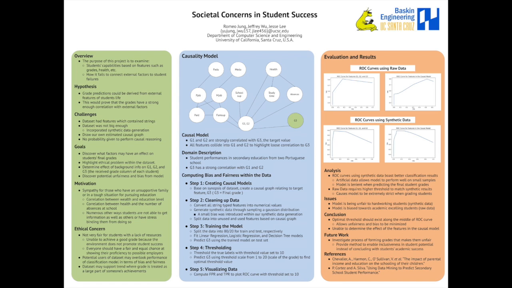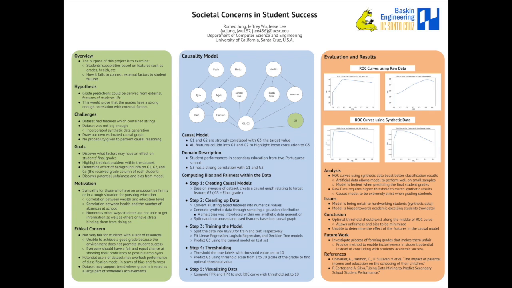So basically, we have this causal model in the middle of this presentation. This shows the loose correlation to G1 and G2, the first and second trimester grades, which is then strongly correlated to G3. That's the background information, and with the given data from UCI, we are computing the bias and fairness within the data in 5 steps. First of all, creating a causal model is the key point, which shows the correlation between all these different features that we have.